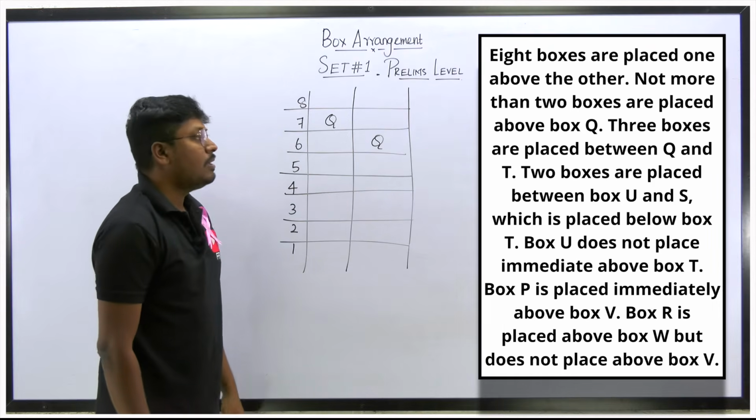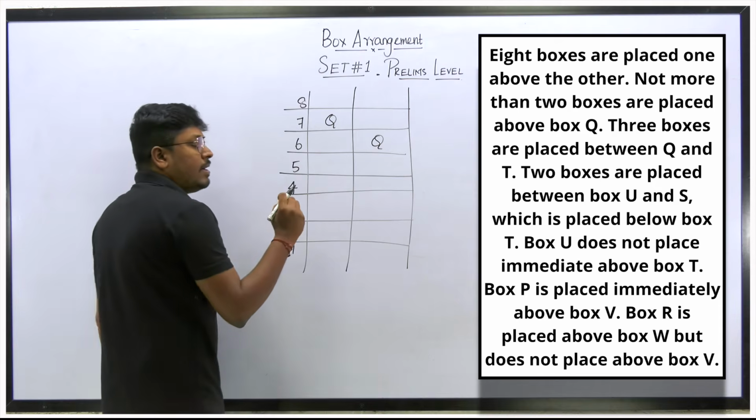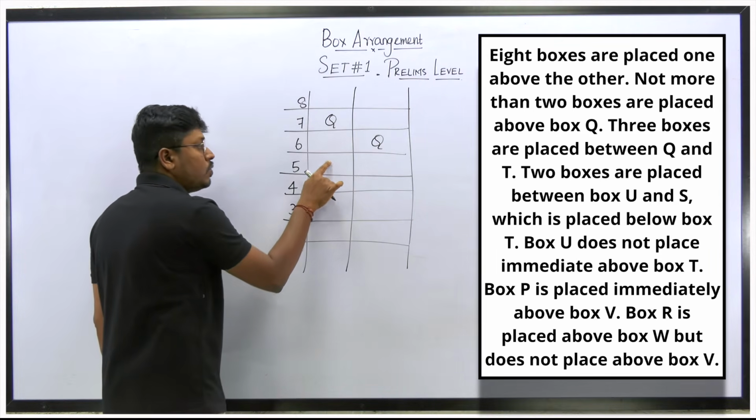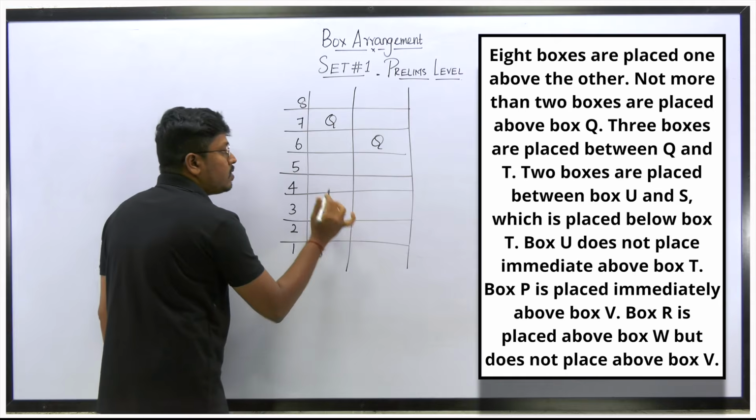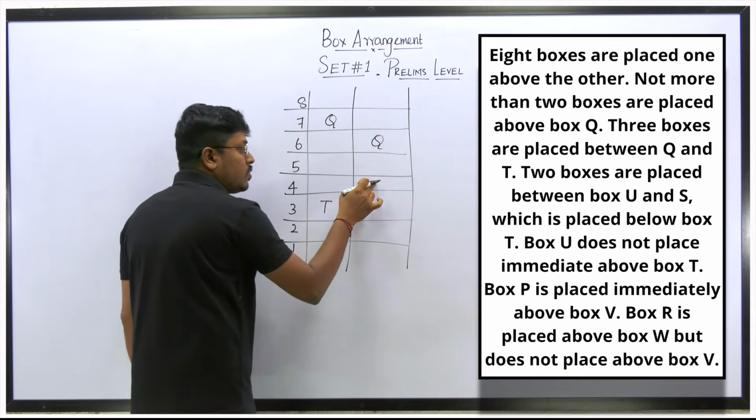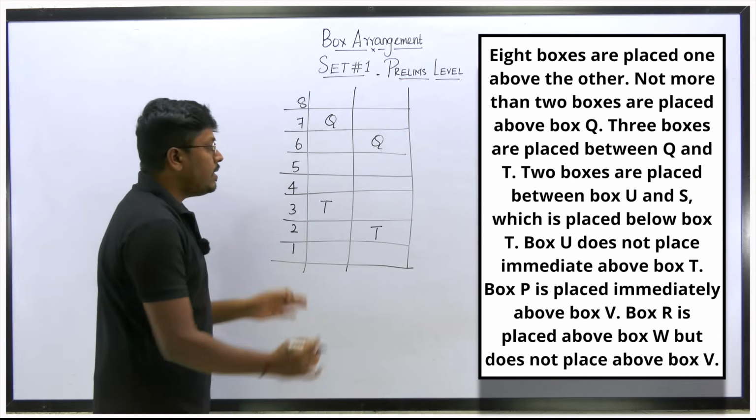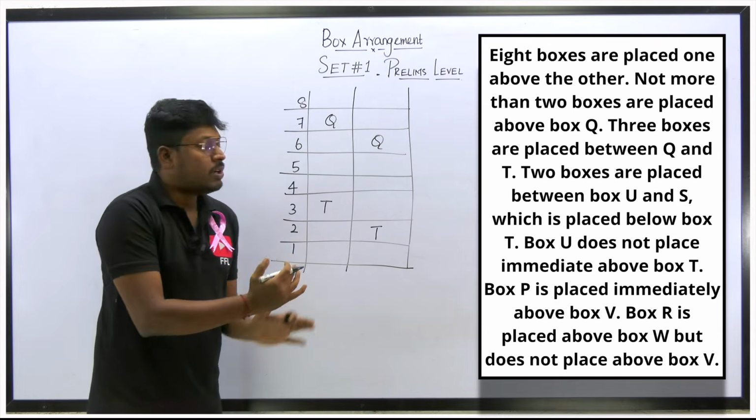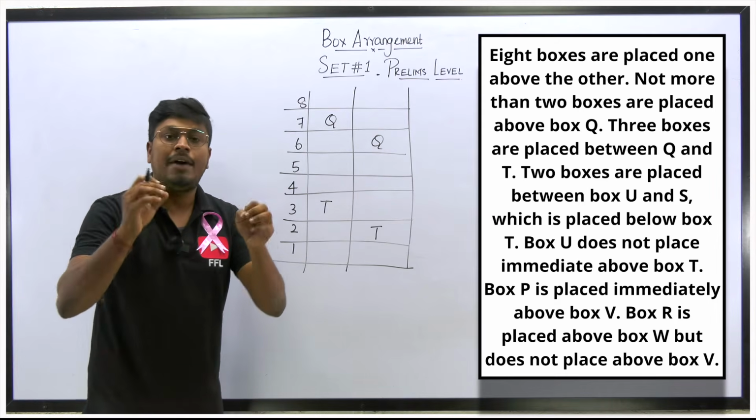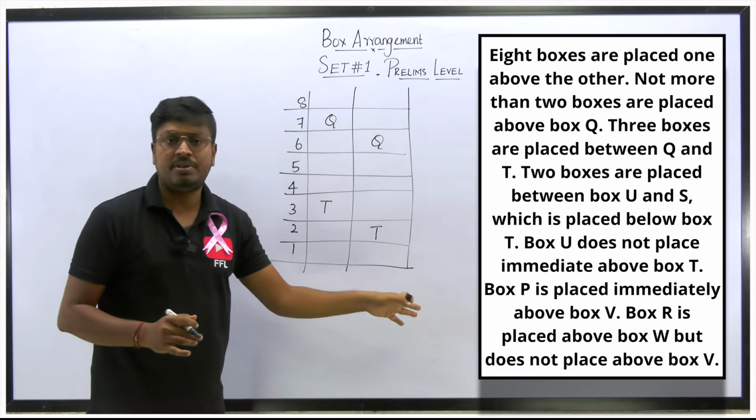Next point: 3 boxes are placed between Q and T. So between Q and T there is a gap of 3 boxes: 1, 2, 3, and this will be T. Similarly here, 1, 2 and 3, and here I am placing T. Understood or not? So between Q and T, in both the possible diagrams, don't hesitate to draw the possible diagram. If you are getting possibilities, you have to draw them. Even if I get 3 possibilities, draw the possible diagrams.